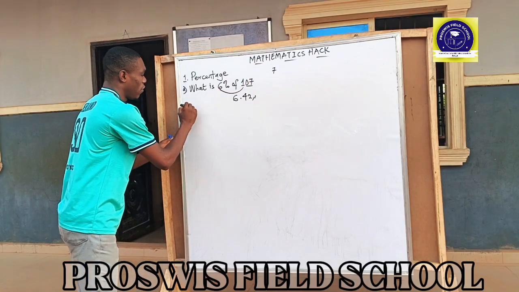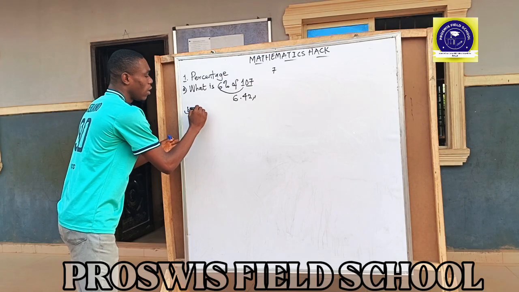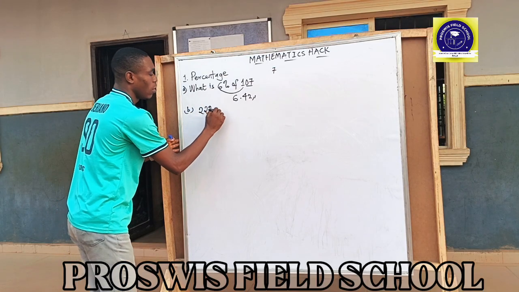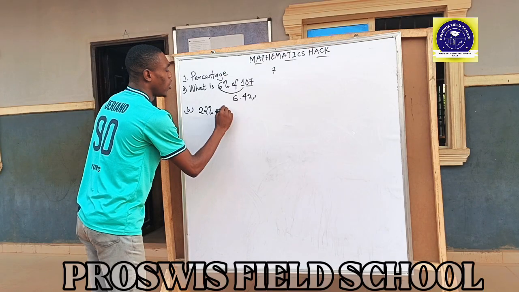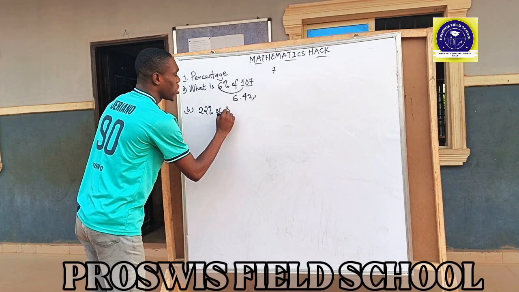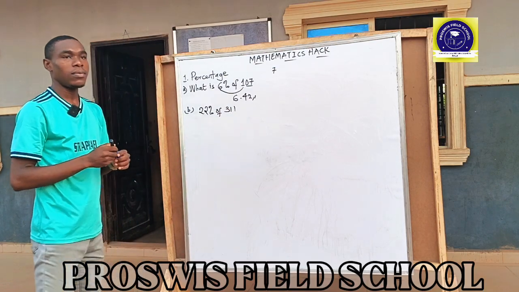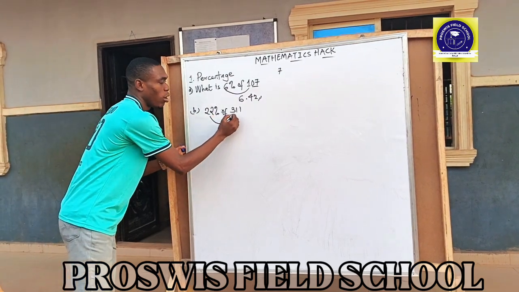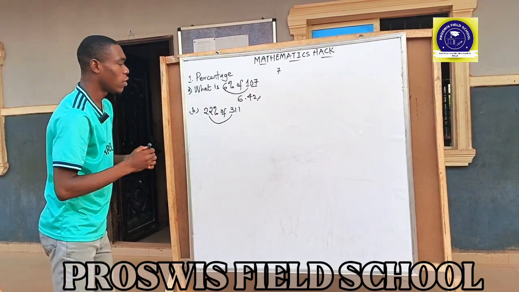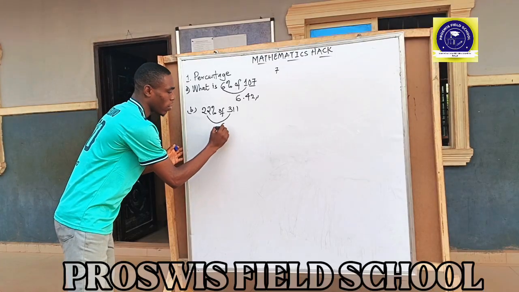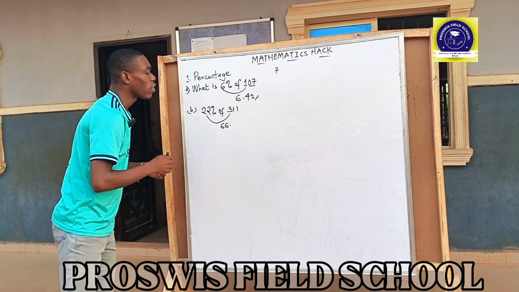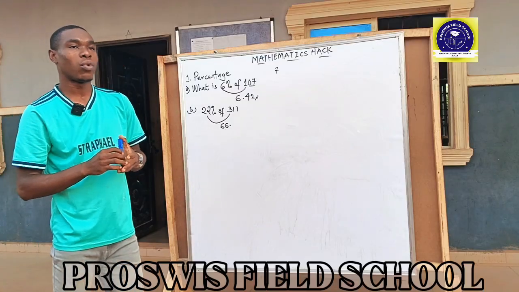Now, you might say, maybe it's working for only this. What about if we have, let me get a bigger number, 22% of 311. You do same thing. 22 multiplied by 3 is what? 66, right? Place your points. Now 22 multiplied by 11 is what?